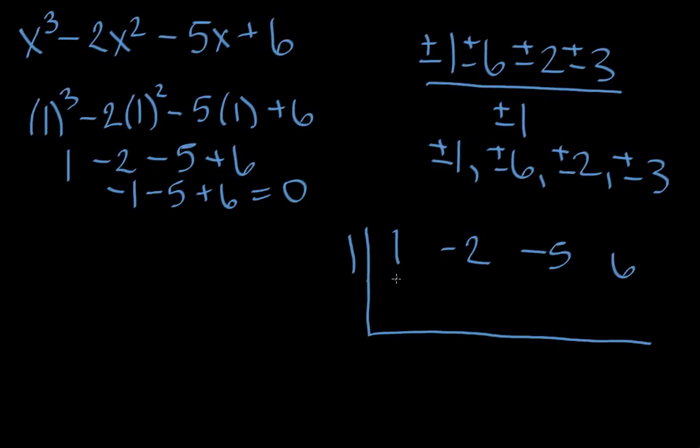To start, we bring this first 1 down. Then we do 1 times 1, which will give us 1. And then negative 2 plus 1 will give negative 1. And then 1 times negative 1 gives us a negative 1. And then negative 5 plus negative 1 gives us a negative 6. 1 times negative 6 gives negative 6. And then 6 plus negative 6 gives us 0.